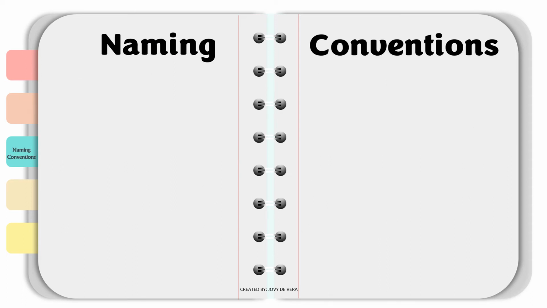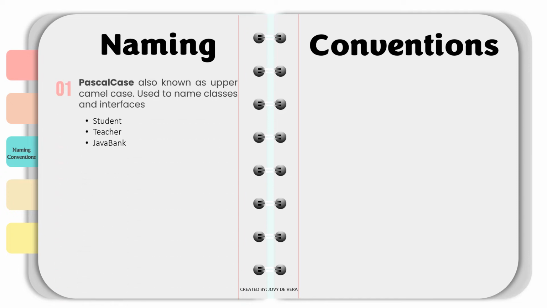The following are the naming conventions applied in programming. The first one is a Pascal case, also known as upper camel case, used to name classes and interfaces. So examples: Student, Teacher, and then JavaBug. Okay. So ibig sabihin, kapag class daw siya, kailangan malaking letra yung nauna. At kung mayroon pang susunod na word, yun din ay malaki. Okay? So, yan yung tinatawag nating Pascal case.